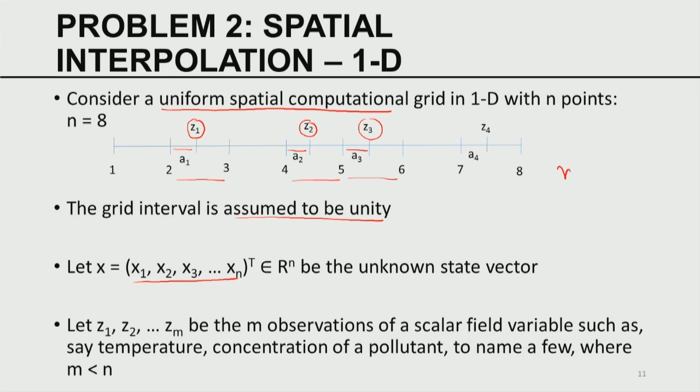N, the number of grid points. M, the number of observations. What is being observed is a scalar field, such as temperature, concentration of a pollutant, or whatever that may be. I am assuming M is smaller than N. That means I have more grid points, fewer observations. Therefore, this is an underdetermined case.